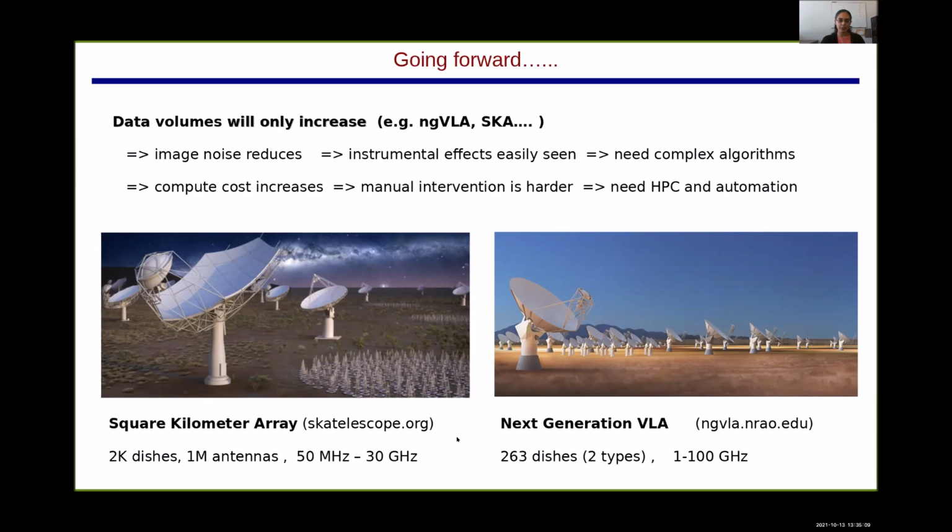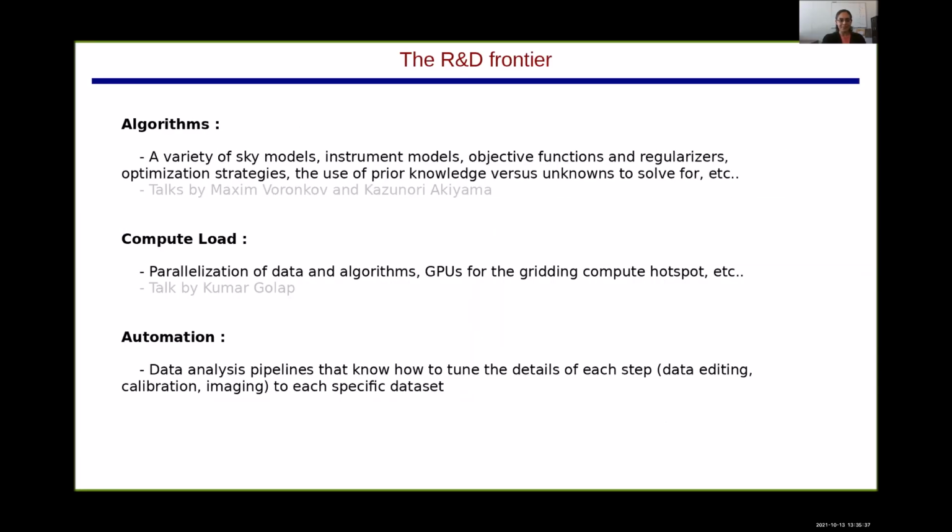And just to put things in perspective, the Square Kilometre Array is looking at 2,000 dishes and 1 million antennas. And the next generation VLA is looking at a few hundred dishes. And in comparison, our current telescopes, which we are currently just barely able to keep up with and operate, the VLA has 27 antennas and ALMA has 60 antennas. Okay, so this is a big step up. And so there's going to be a lot of potential for interesting solutions.